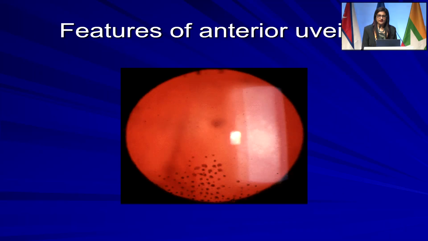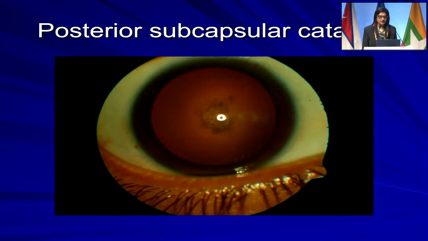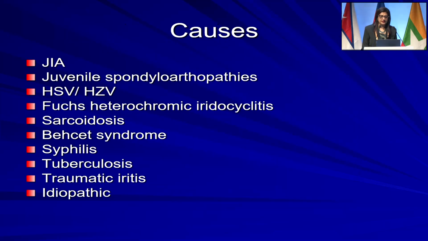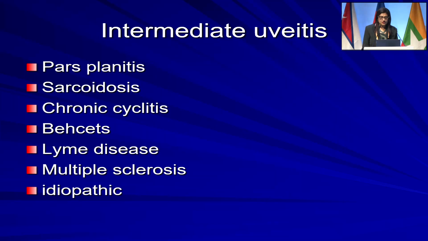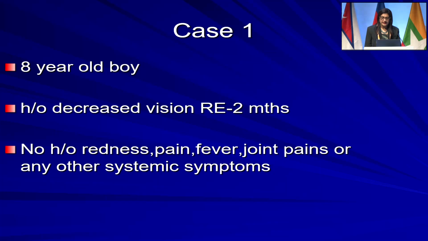And the features of anterior uveitis, intermediate uveitis, and posterior uveitis remain quite the same, like the keratic precipitates, which may be granulomatous or non-granulomatous, festooned pupil, the posterior subcapsular cataract, and pigments on the anterior lens capsule. A specific thing that we see in pediatric uveitis is the band-shaped keratopathy. Causes, just like in adults, can be myriad. They may be infectious or non-infectious, and each of these, anterior, intermediate, and posterior, has a long list of causes. Let us go one by one into the pearls that we can gather from here.